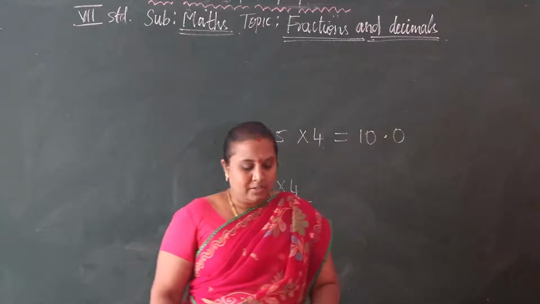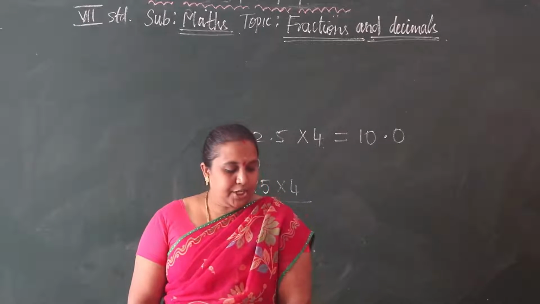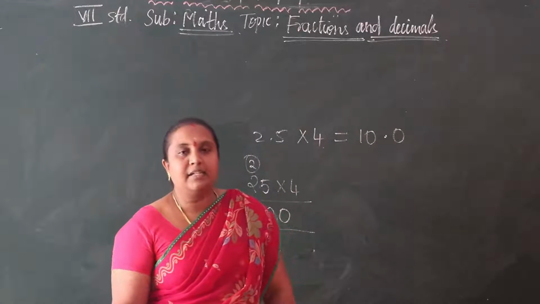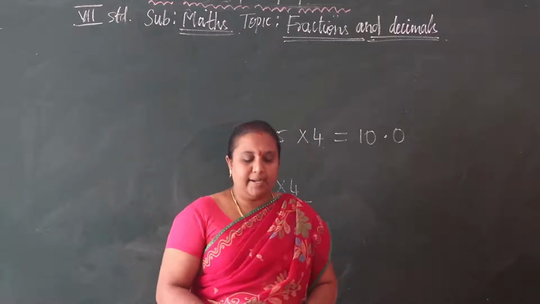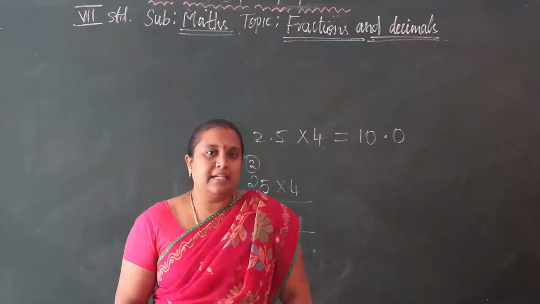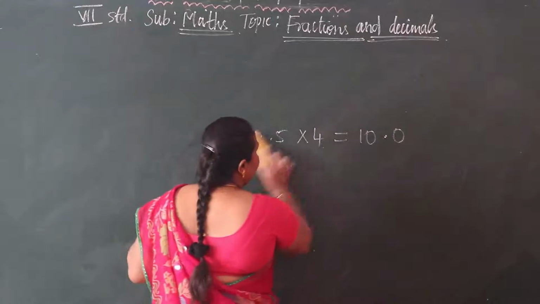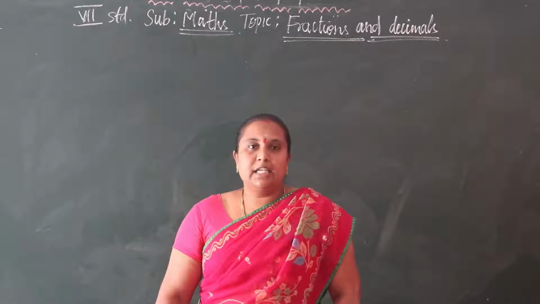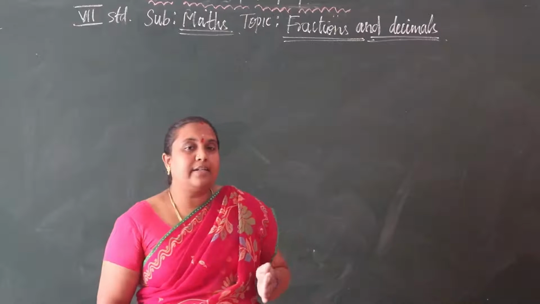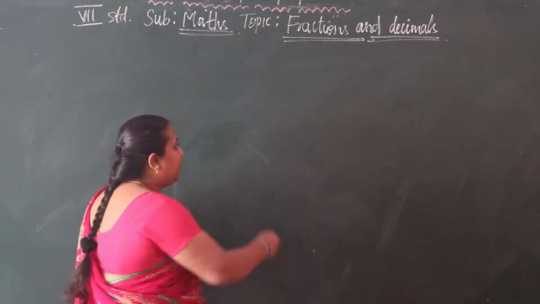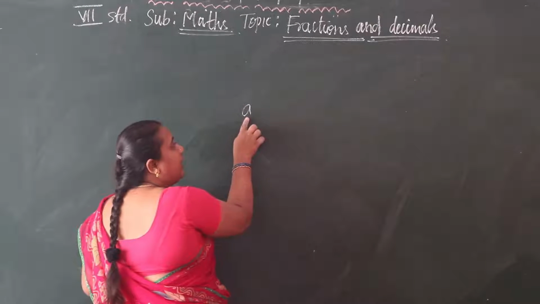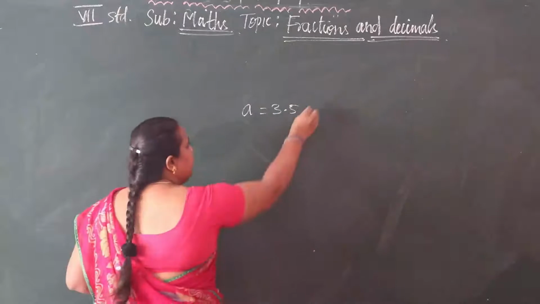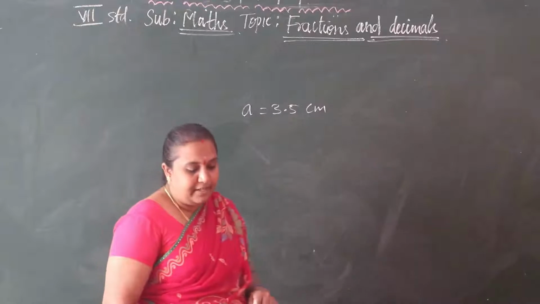It is correct. Now let us see the example given in your textbook, page number 50, Example 7. The side of an equilateral triangle is 3.5 centimeter. In an equilateral triangle, all the sides are equal. We can take the side of the equilateral triangle as A, equals 3.5 centimeter. Find its perimeter.